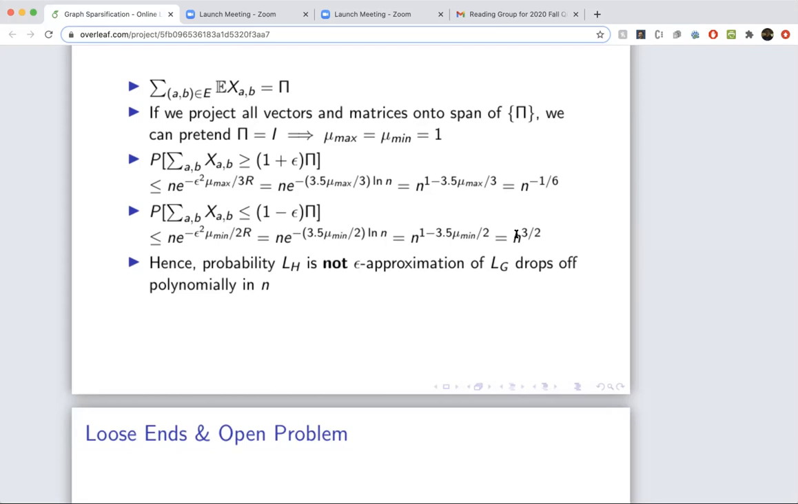And here N is the number of nodes, right? Yes. Okay, I'll make the correction to that. Sorry about that. The idea is that mu max and mu min are both 1. And so if we just look at this last step, 3.5 divided by 2 is obviously greater than 1. So 1 minus a value greater than 1 is going to be a negative quantity, and therefore the probability of the Laplacian not being an epsilon approximation of the input graph G is going to drop off, because as N grows, with a negative exponent, the probability will decrease.